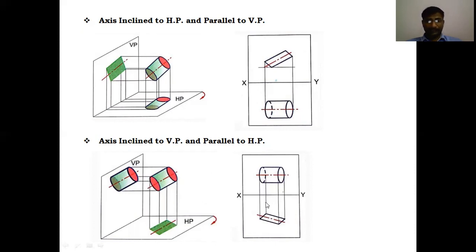Okay, this is the second position, but in the initial position we should assume that the axis is perpendicular to the vertical plane. If the axis is inclined to the vertical plane, then in the initial position we also draw it assuming the axis is perpendicular to VP. If the axis is inclined to HP, we draw the axis perpendicular to HP in the initial position.